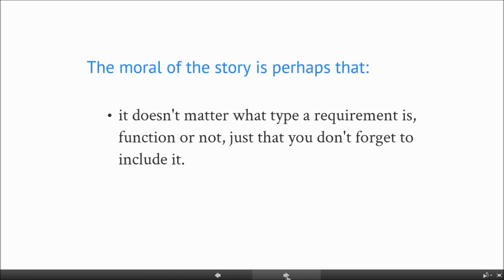And that's the really big piece. If it's functional, non-functional, whatever you label it, that is not nearly as important as whether you include it or not. So that's really the thing you want to do: include it.